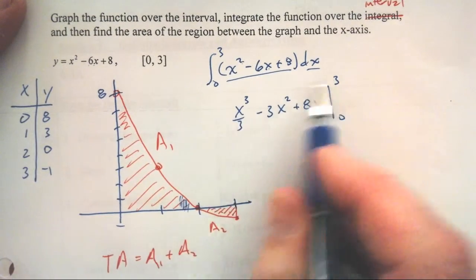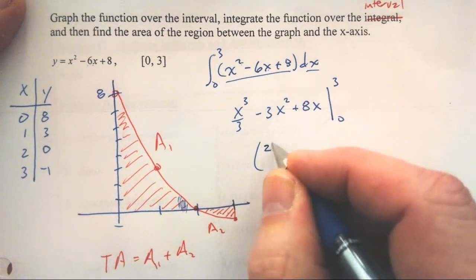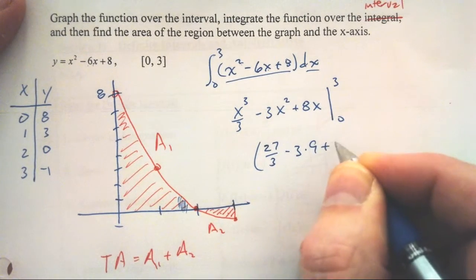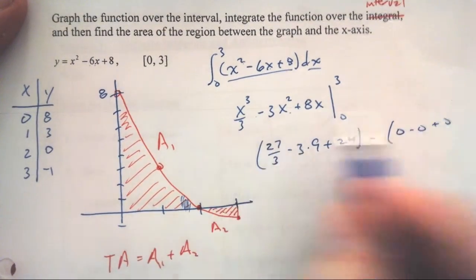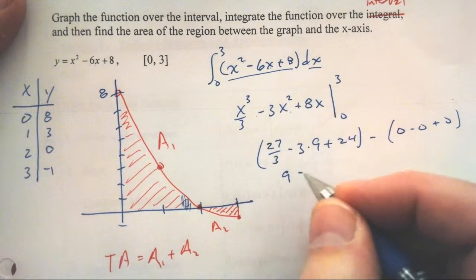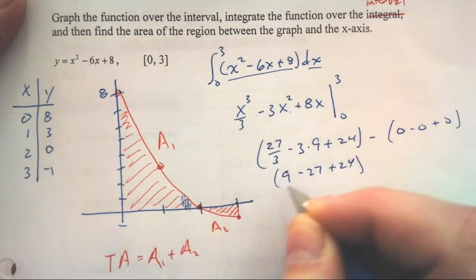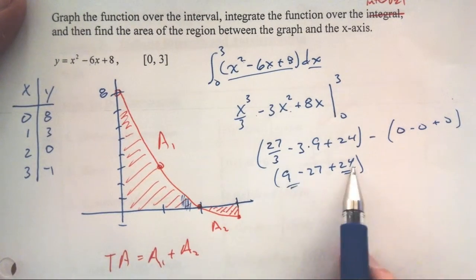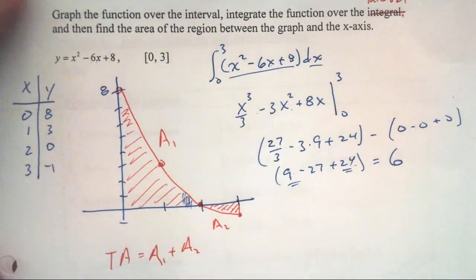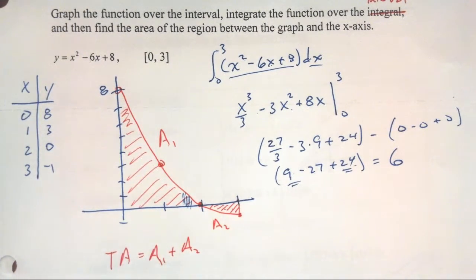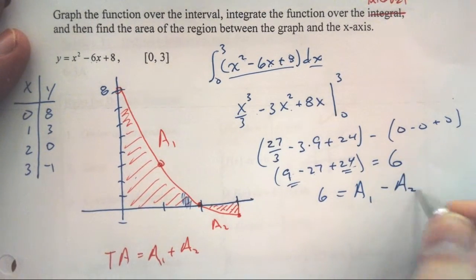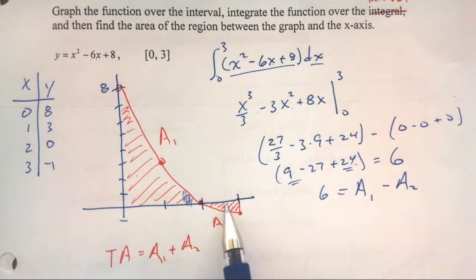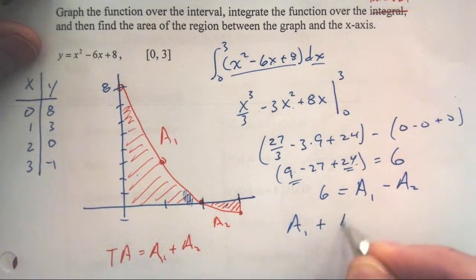I put in 3, and I get 27 over 3 minus 3 times 9 plus 24, minus 0 plus 0, and I put 0 in there. So I get 9 minus 27 plus 24, or 33 minus 27. I get 6. That's the integral value. But it's important to understand 6 is equal to A1, that area, minus A2. This area, where the areas are said to be positive. And we don't want that. We want area 1 plus area 2.